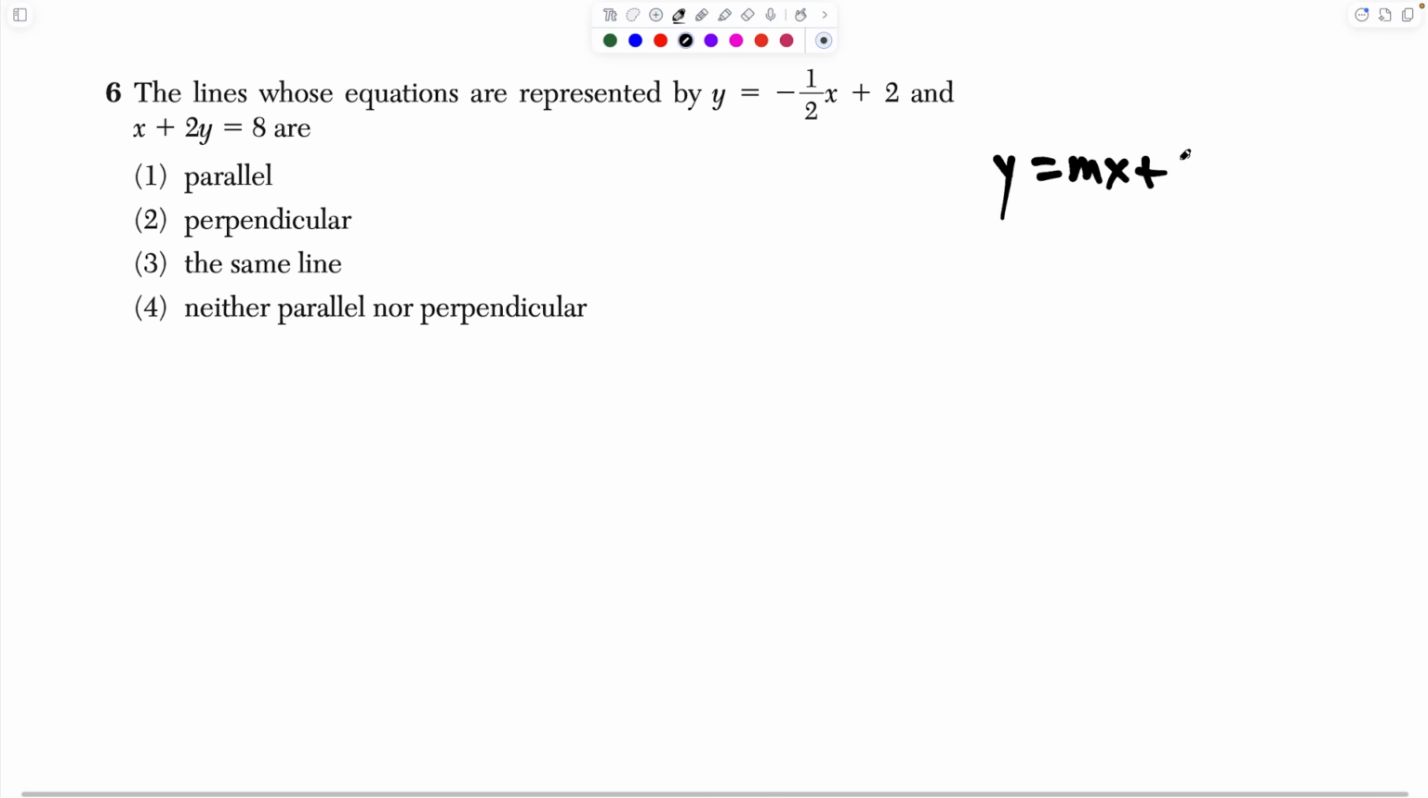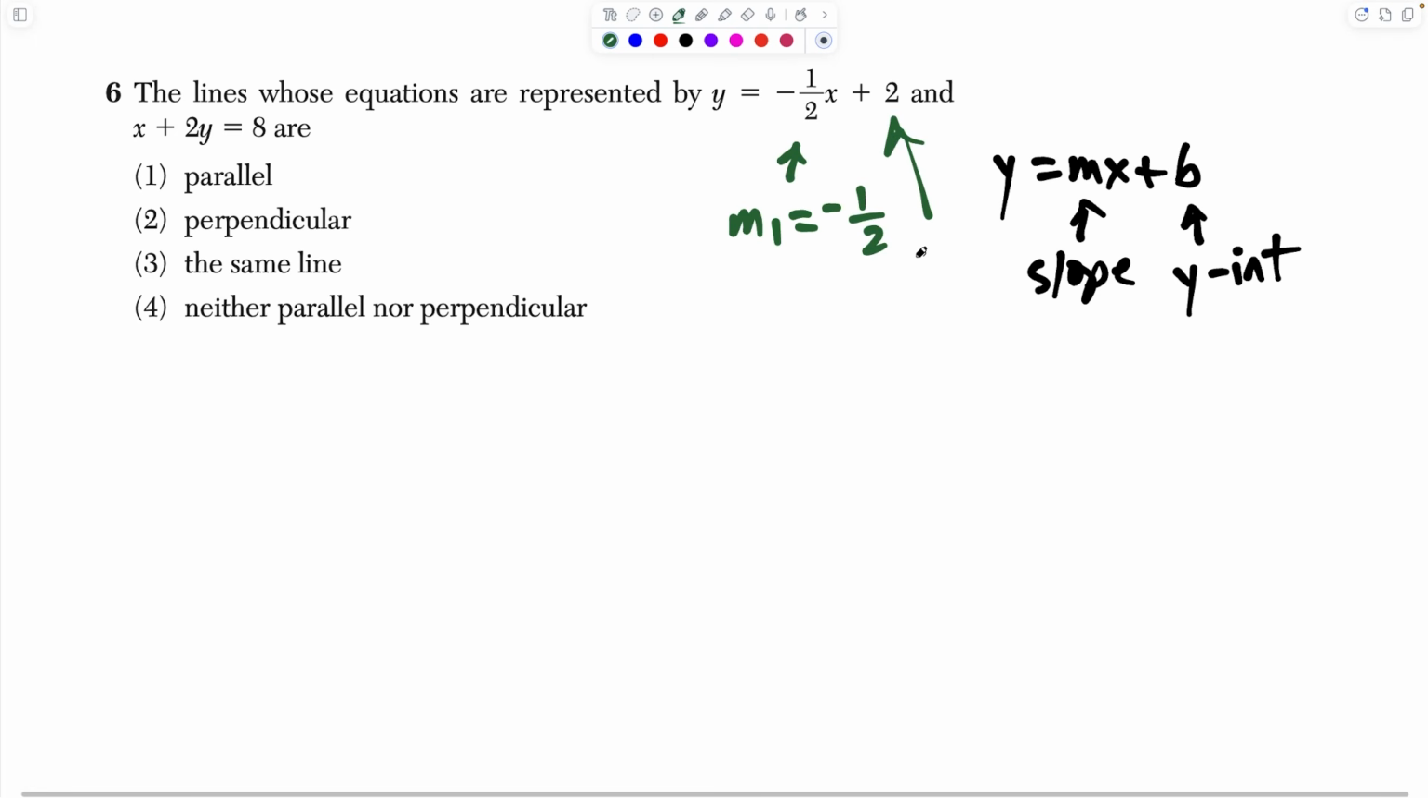So y equals mx plus b tells us the slope of a line, and that's the number in front of x. It also tells us the y-intercept, where the line crosses the y-axis, and we can find that by looking at the constant at the end. So the line they started us with, we could identify the slope right away because it's in the form y equals mx plus b. Here our first slope is -1/2, and our first y-intercept is equal to 2.